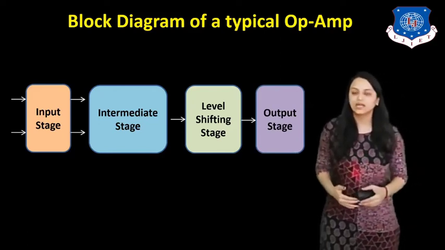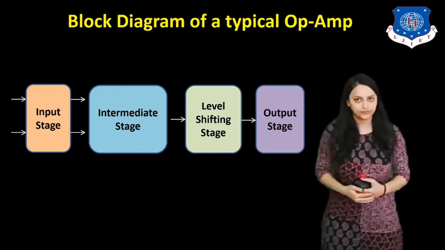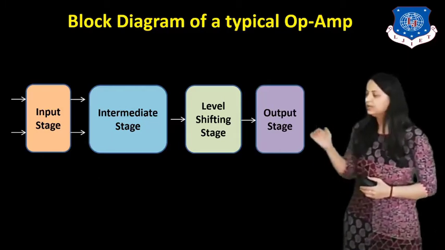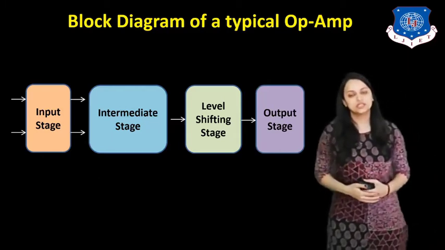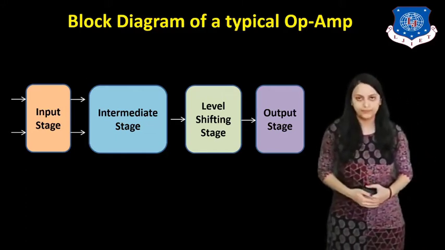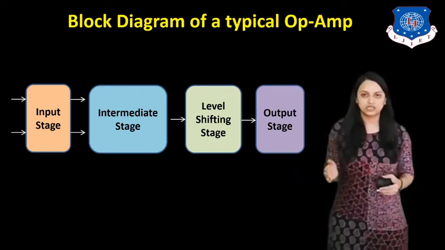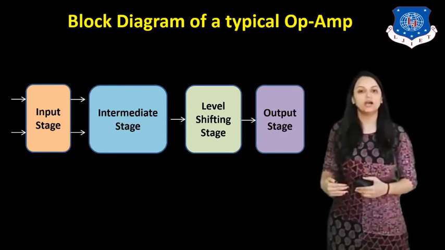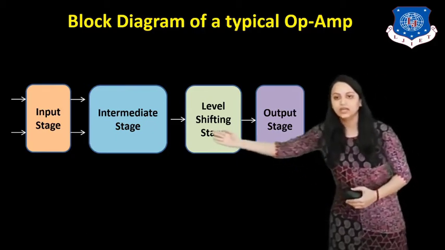Now let us understand the role of each and every block. So the first block is the input stage. As the name suggests, this stage of the op-amp is related to the input of the op-amp. That means inputs are given to this terminal, and accordingly it will give the output to the next block, that is our intermediate stage.